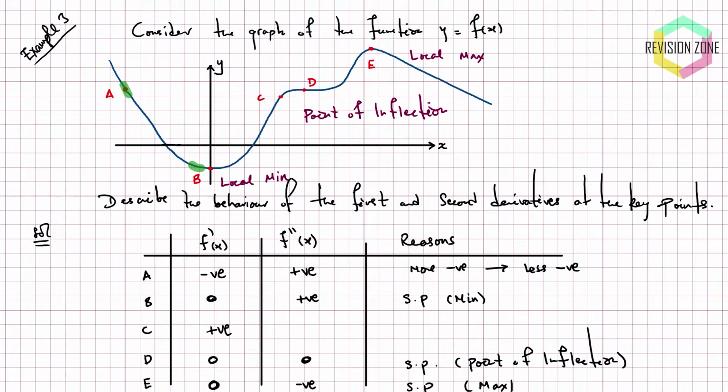We apply a similar analysis to the other point. If I come to C here, of course the gradient there is positive, but as we get closer to D, the gradient is going to be less positive. So it's going to go from more positive to less positive. Therefore, it's got to be decreasing, so the second derivative has to be negative. And I should say here that I'm talking about the gradient.